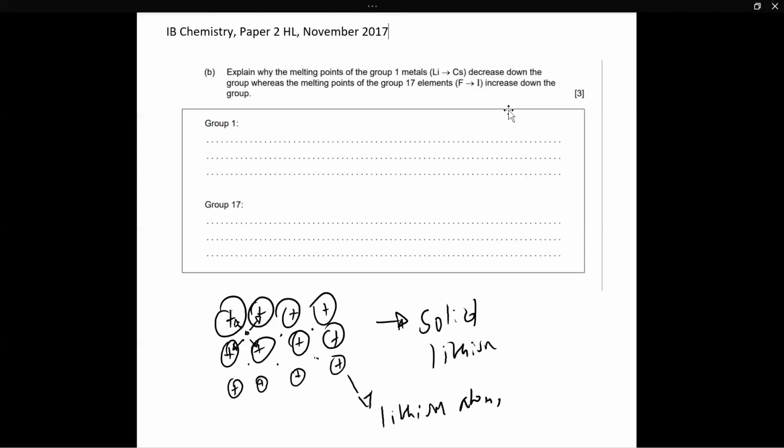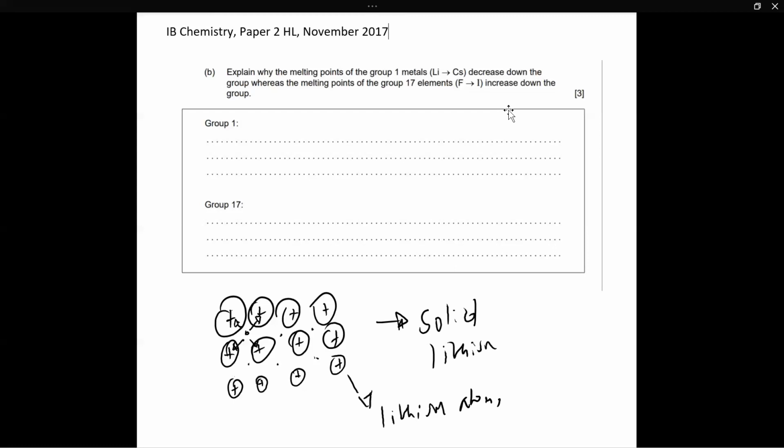And at the end of the day, these delocalized electrons are the glue that holds the structure together. So if the force is getting weaker, your glue is getting weaker. And if your glue is getting weaker, your structure is easier to break. So it requires less heat energy to melt it. There's less force required to break this apart. That's why melting points in group 1 metals, as you go down the group, decrease.